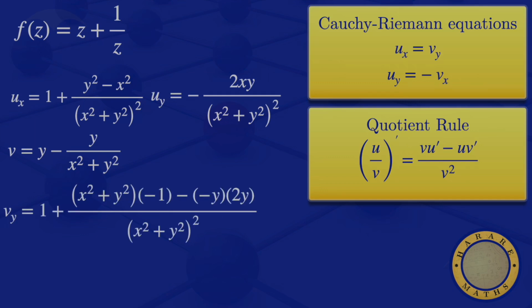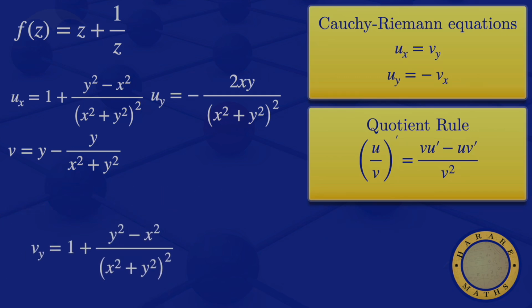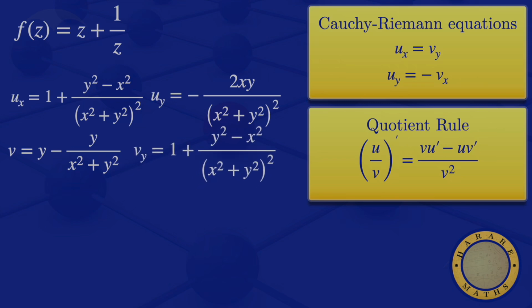respect to y is equal to 1 plus x squared plus y squared multiplied by minus 1 minus y multiplied by 2y, divided by x squared plus y squared, all squared. And that will simplify to 1 plus y squared minus x squared divided by x squared plus y squared, all squared. So that's the partial derivative of v with respect to y. We now go on and evaluate the partial derivative of v with respect to x. So that will put it in this equation here.